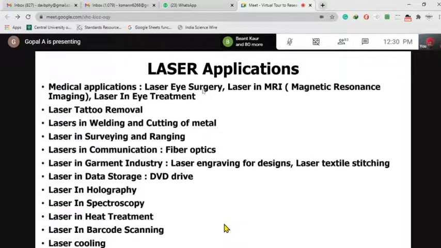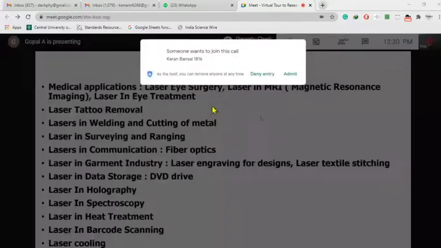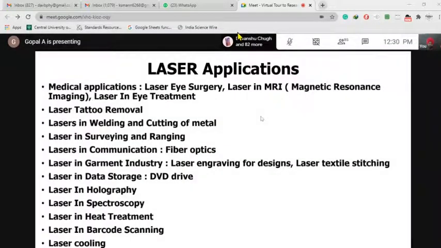For example, LASIK, or laser eye surgery, is very popular nowadays. It's a very quick and relatively painless surgery. Lasers are also used in magnetic resonance imaging, in eye treatments and cancer treatments. So lasers are everywhere.